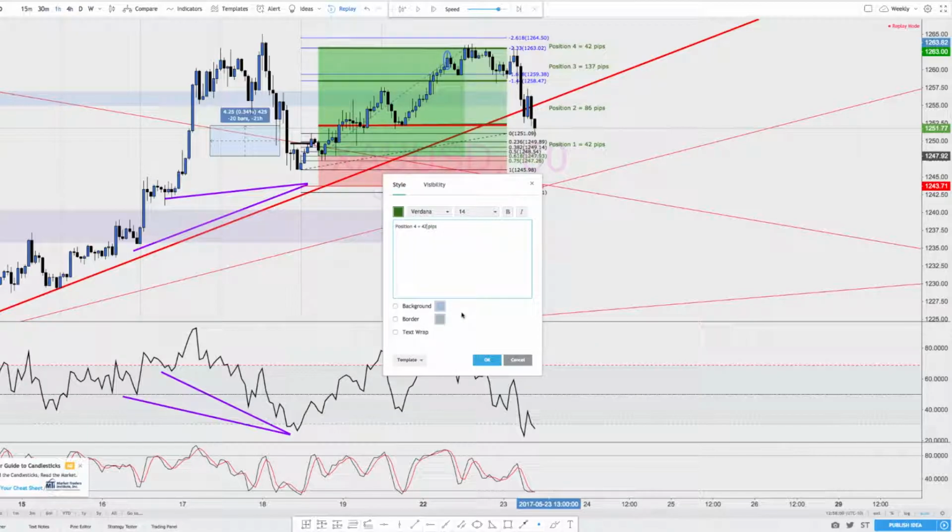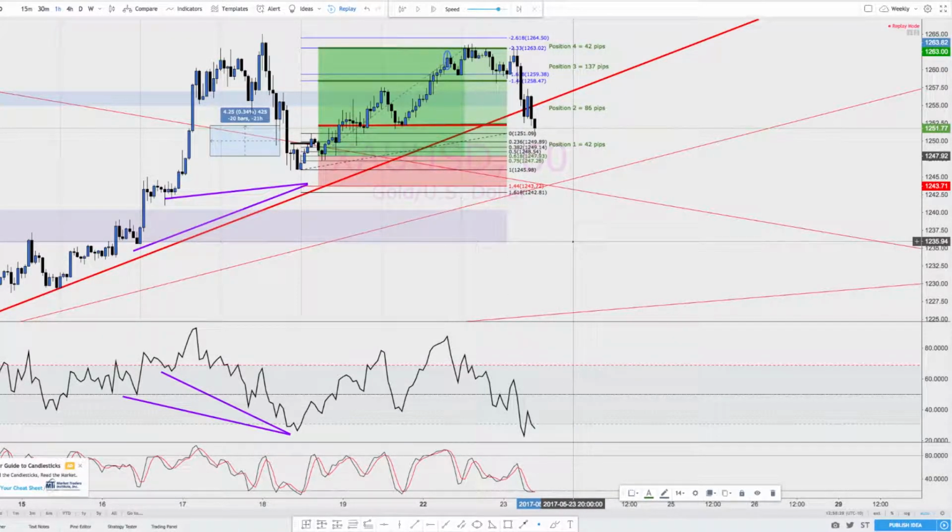This could have been a 137 pip position, but I got stopped out for 42 pips. It could have ran on for thousands of pips. We would have never known that, but I took profit on 3 positions prior, so the 4th position, my trading plan says to leave to run. I'm happy with another 42 pips.